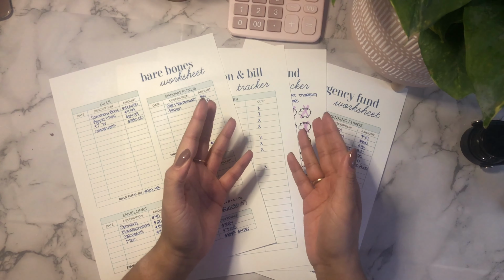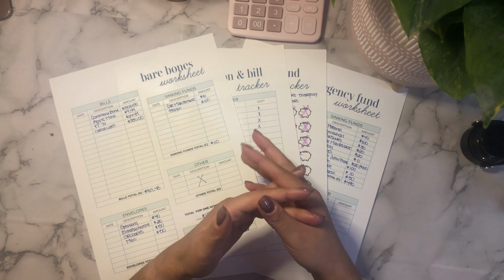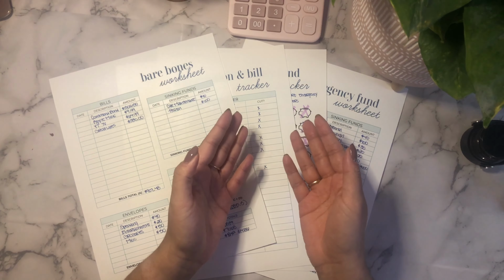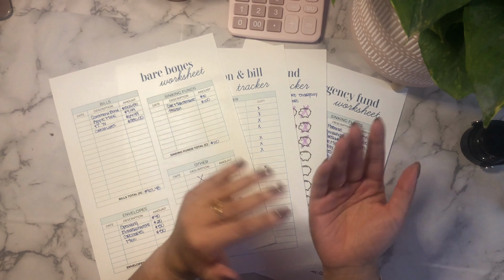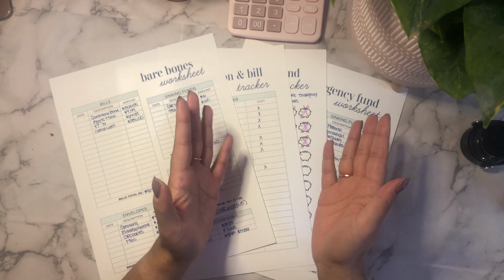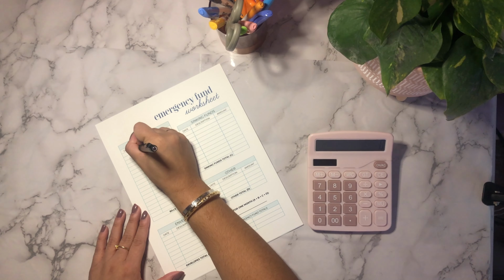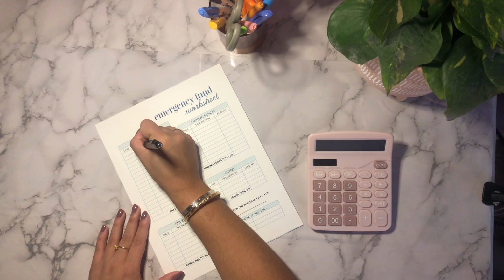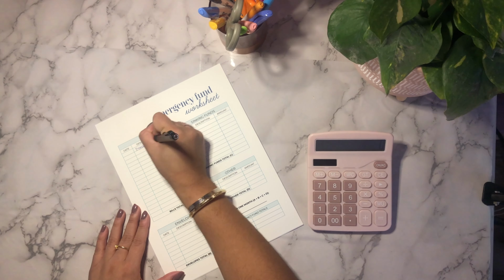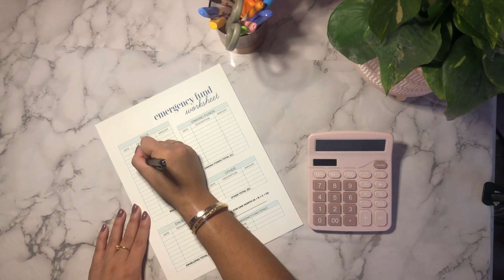I use 2 methods to figure out what a good goal number for me is, so I'm going to walk you through both of those and then compare them at the end. So first up is the comfort level budget. Comfort level budget really is just that. If I lose my job, I want to have enough money in the bank that allows me to live comfortably while looking for my next job.